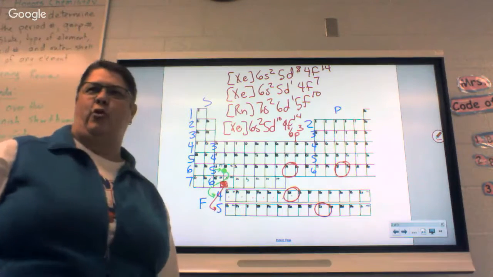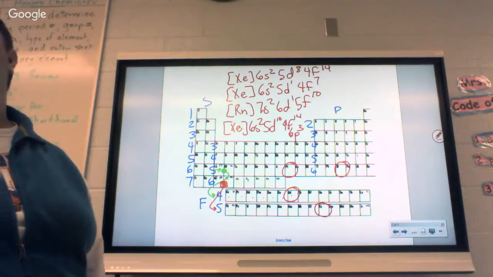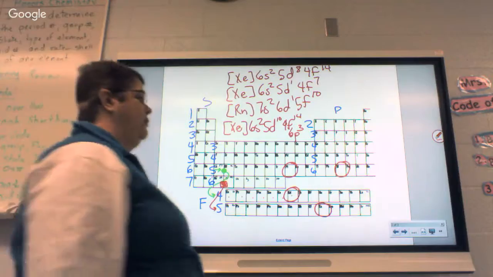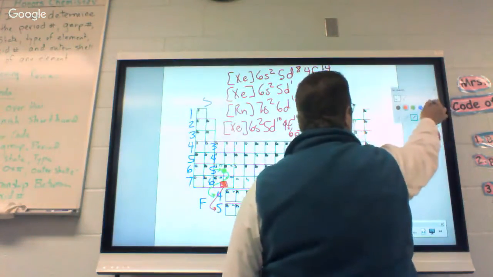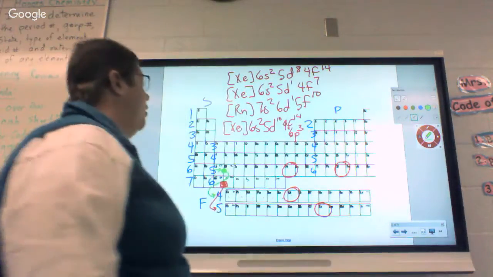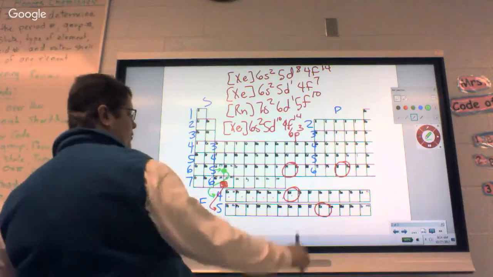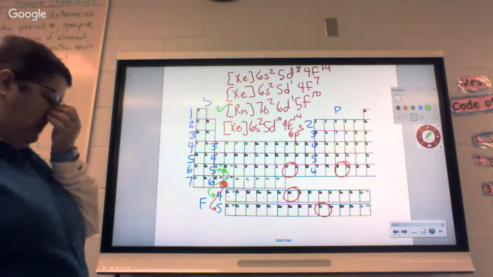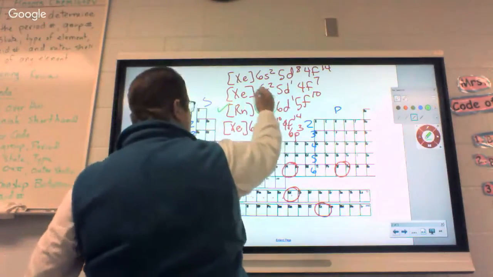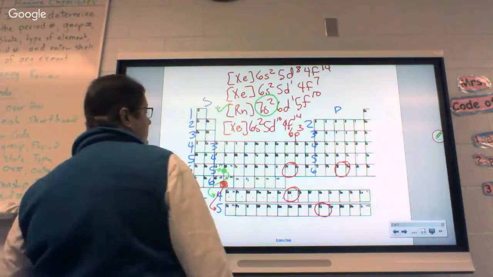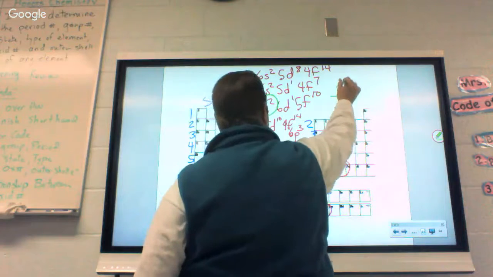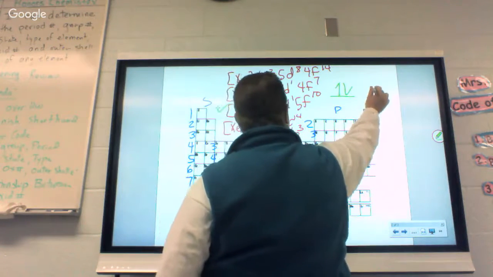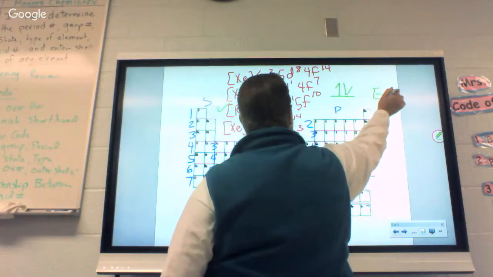Now, can we do dot diagrams from shorthand? Every day of the week. So let's just say we want to do a shorthand for ES, which was this one. What's the highest energy level? How do the arrows look? How do the dots look? Together or separate?